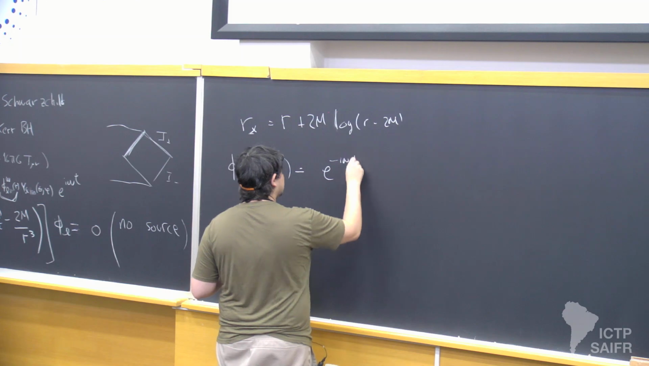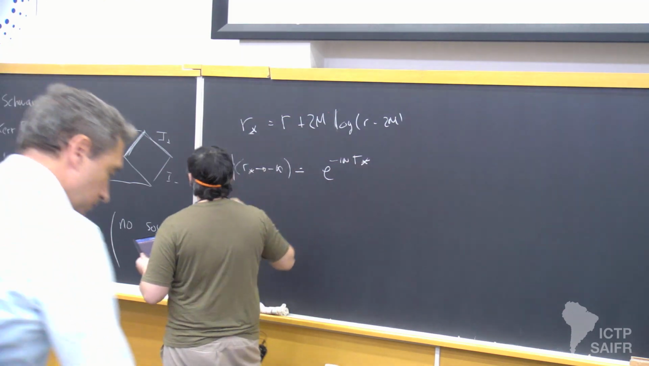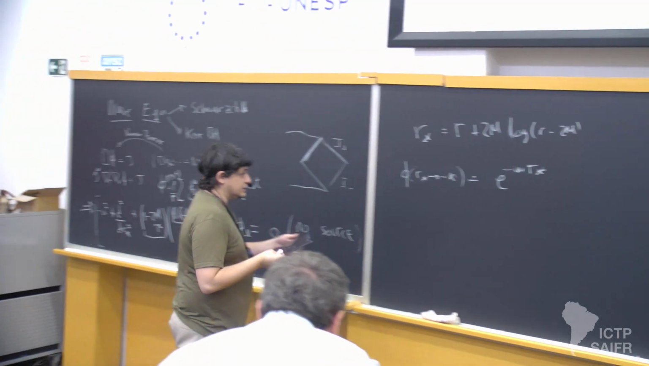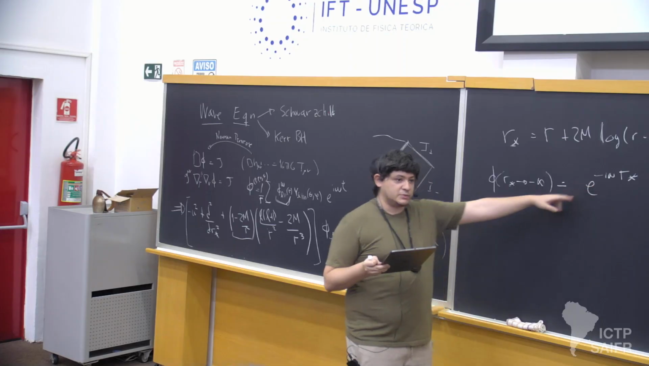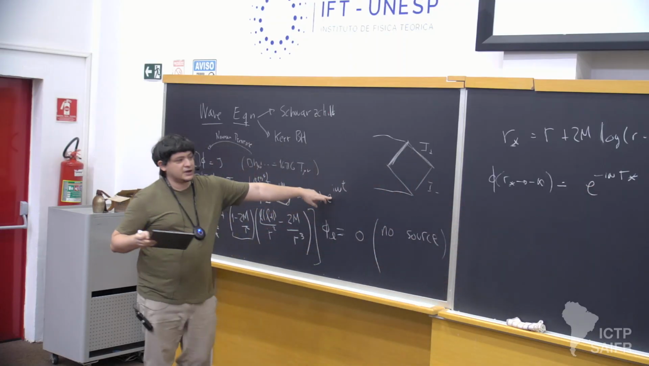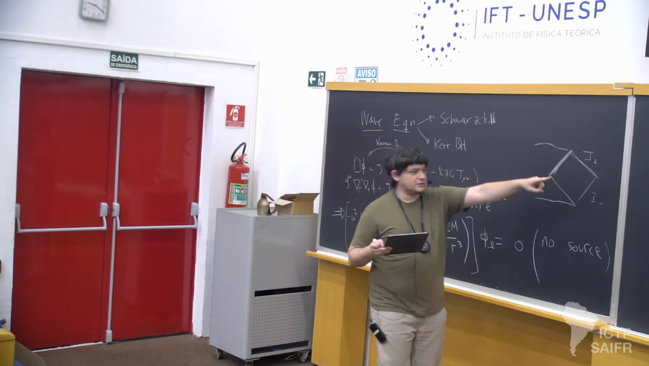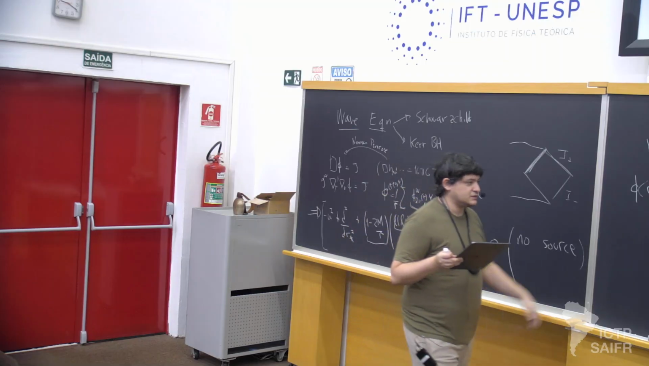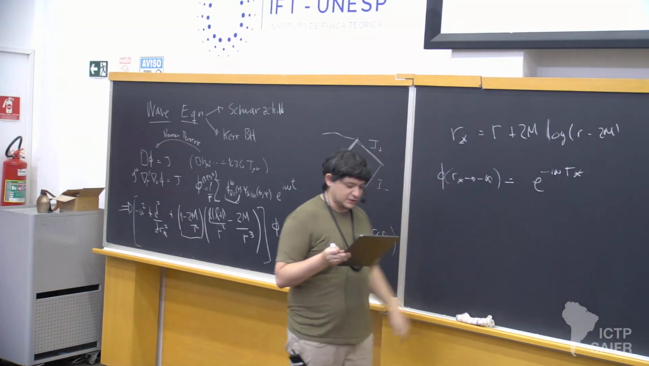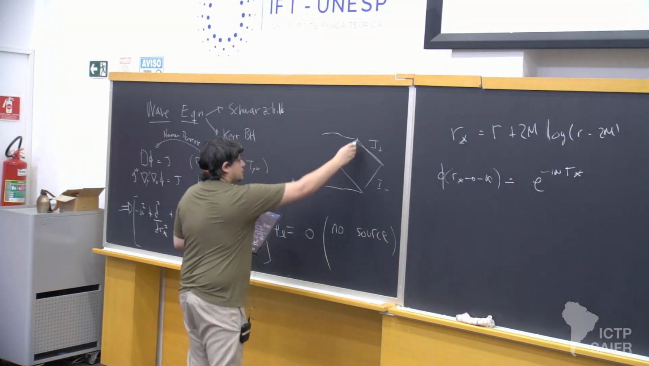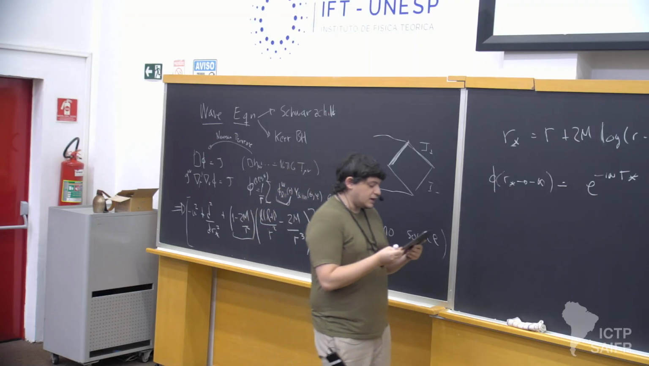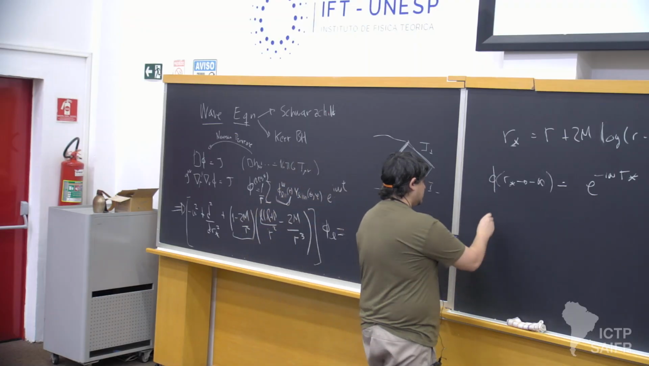So at the horizon we have an incoming wave. Why is this incoming? Well, because remember I started with an i omega t here. So I just multiply that with that, and I just get something coming into the black hole. Okay? And that's cool.